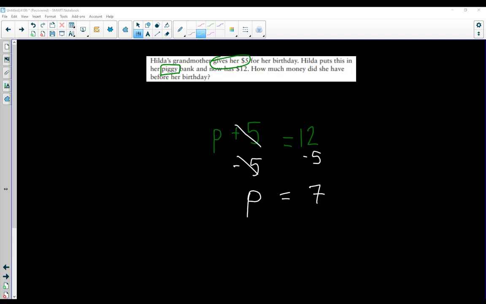Another way of thinking about that is that Hilda started off with $7 in her piggy bank before her grandmother's gift. Now, to do a quick check to make sure we're 100% right, we want to make sure that the left side of the equation equals the right side, which was discussed in a previous note. So we're going to replace the original letter P with our now known P equals 7. The rest of our equation will stay the same.